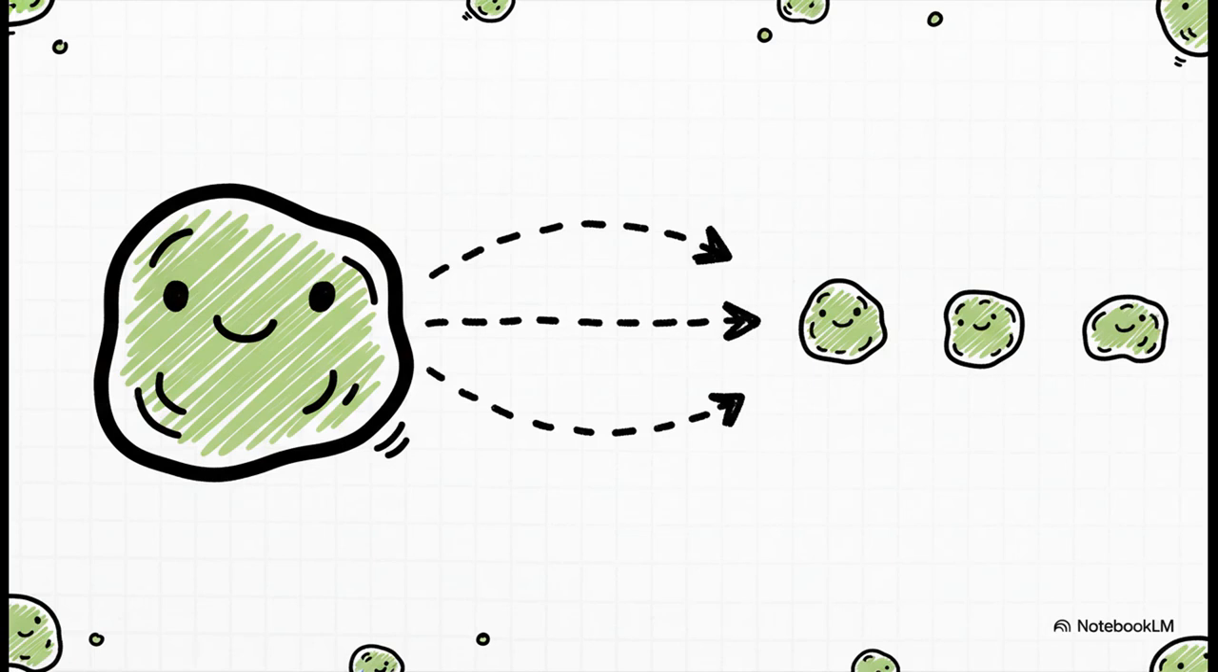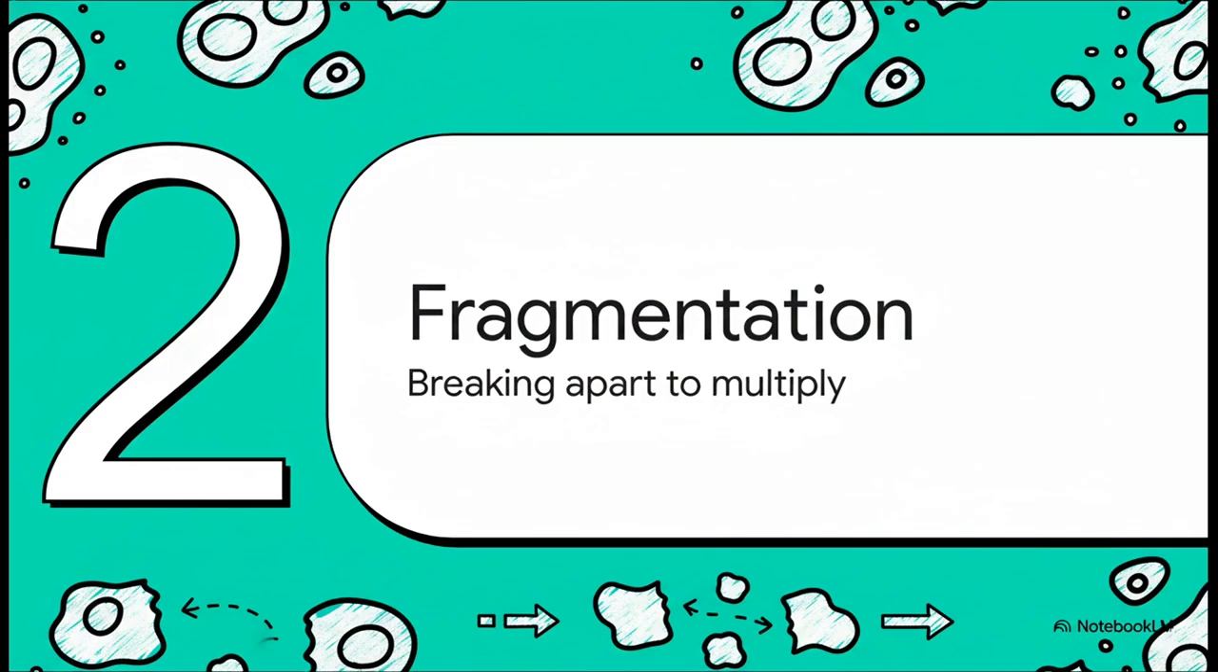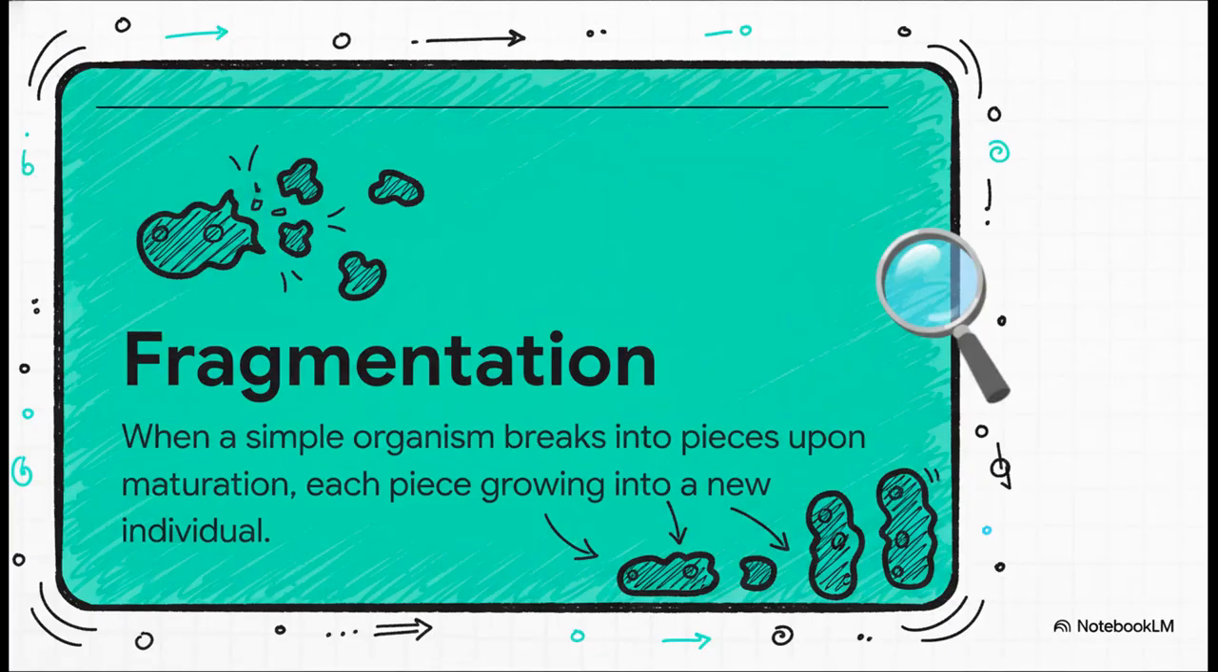Now, the most important point for you to remember is that asexual reproduction involves only one parent. This is very common in organisms that have a simple body design. Okay, let's dive into our first method. This one is called fragmentation. As the name suggests, it has something to do with breaking apart. So please note the definition carefully.